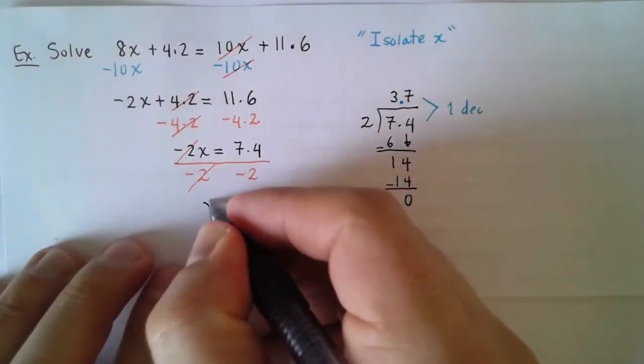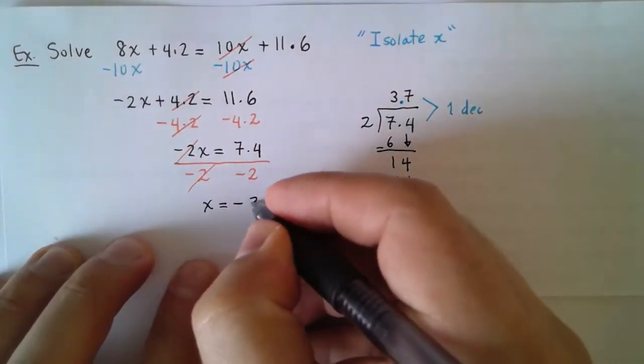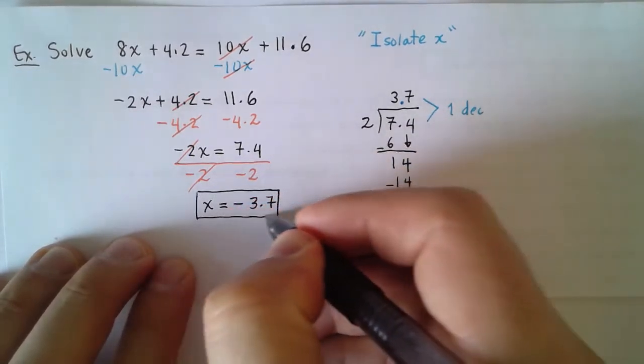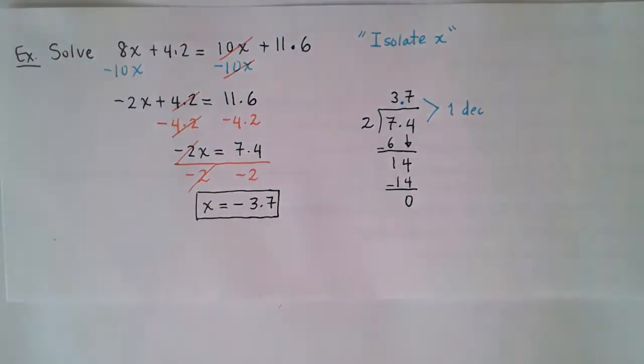So x needs to be negative 3.7. So you see, all the aim is just to combine the like terms and get x, or the variable, isolated for these problems.